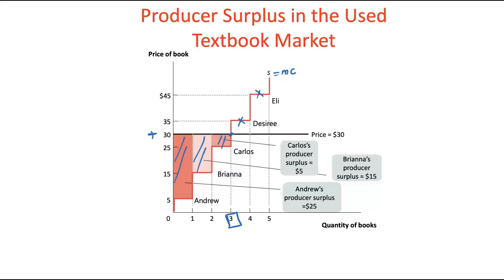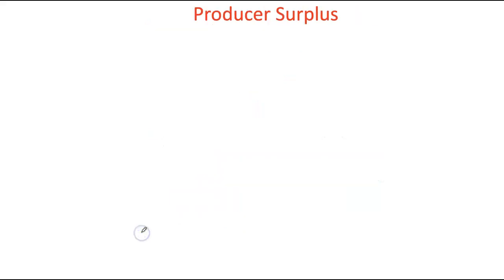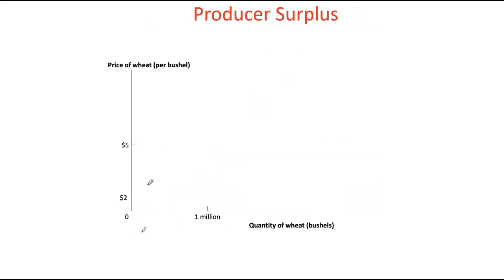So our producer surplus is essentially the area above the supply curve and below the market price. So area between the price and the height of the supply curve till our quantity supplied. We can also apply this to continuous supply curve, so a linear supply curve as we saw in chapter 3. So in this case, the vertical intercept is 2, and we have an upward sloping supply curve showing us our typical relationship between price and quantity supplied.